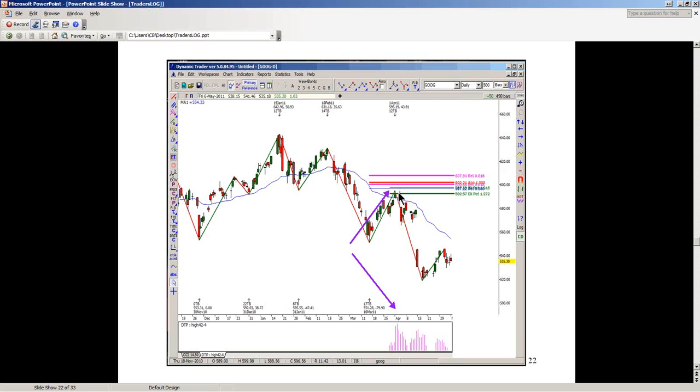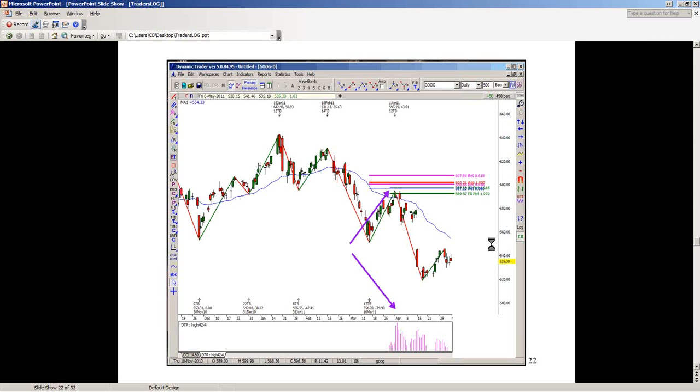So this is where time and price came together, and when you have both time and price parameters come together, it's really a higher probability setup, if it triggers. You want to make sure that it does trigger. All right, let's see what else I've got here.